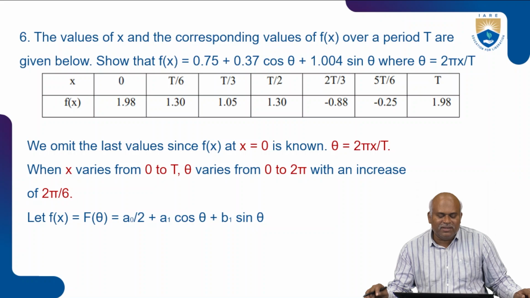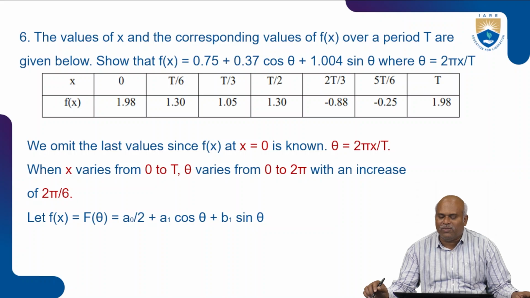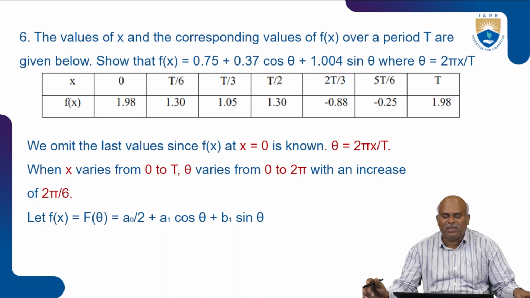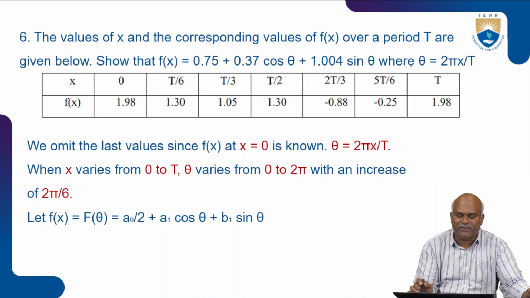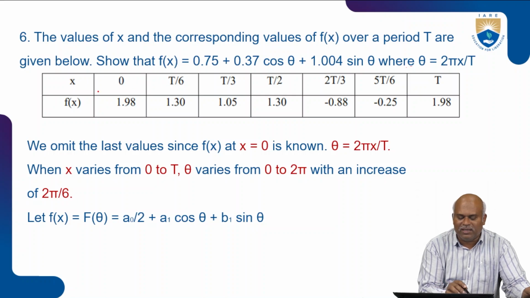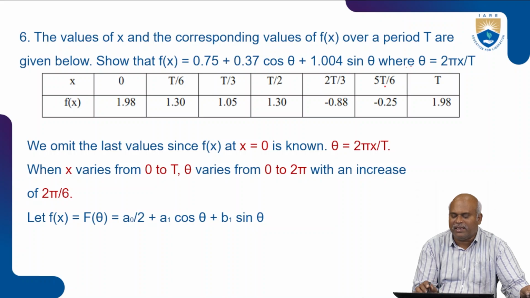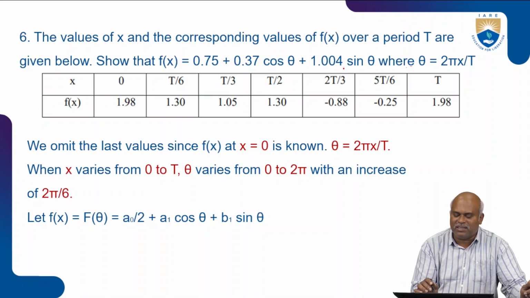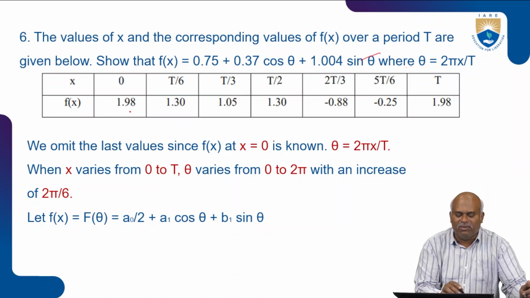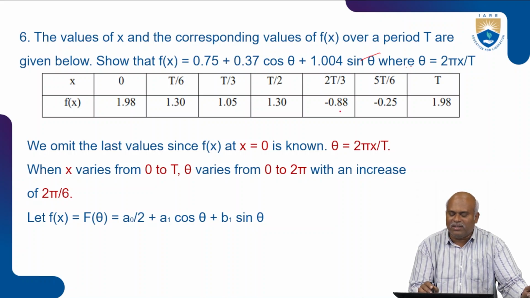Okay, another case. Here we take another example: the value of x and the corresponding value of f of x over the period T are given below. Theta equals 2 pi x by T. So for x values we substitute 0, T by 6, T by 3, T by 2, 2T by 3, 5T by 6, T. After that we substitute into this equation. We get f of x equal to 1.98, 1.30, 1.05, 1.30, minus 0.88, minus 0.25, 1.9.